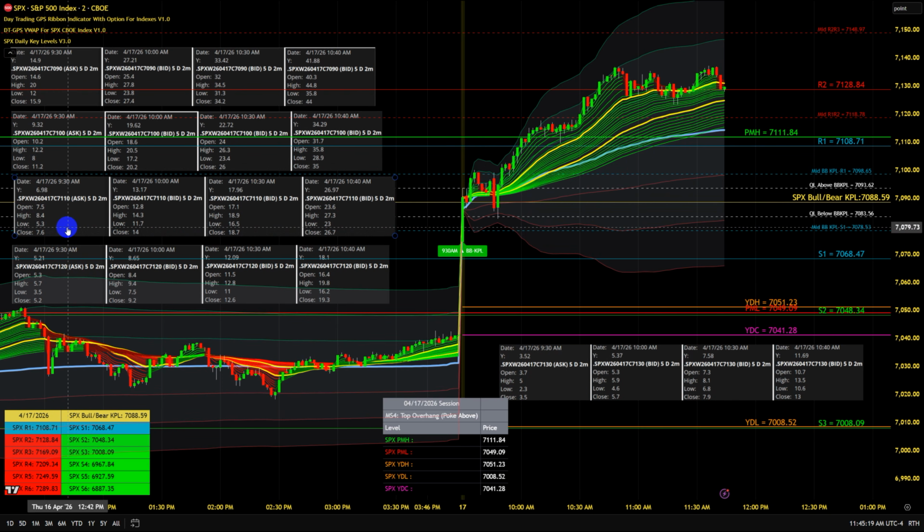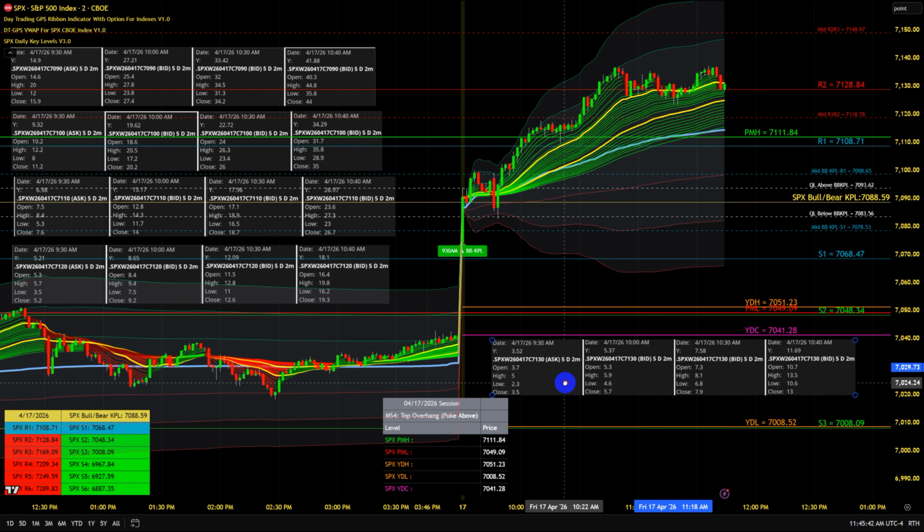Now let's look at the 2 lotto options. Mid R1, R2, 7118.78, so that's going to be the 7120. 7128.84, that's going to be the 7130s. The 7120s are $5.20. That's going to cost you $520 per option. Whereas the 7130s are $3.50. That's going to be $350 per option.